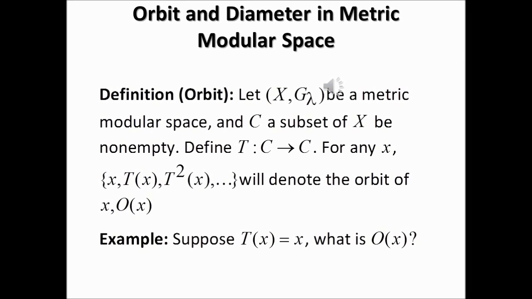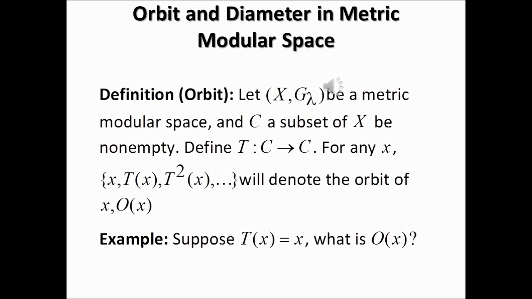Okay, so in this lecture, we're going to look at the orbit and the diameter in the metric modular space. Suppose that the pair (X, G_lambda) is a metric modular space, and C is a non-empty subset of X, and T is a map from C to itself. That is basically, T is a self-mapping.